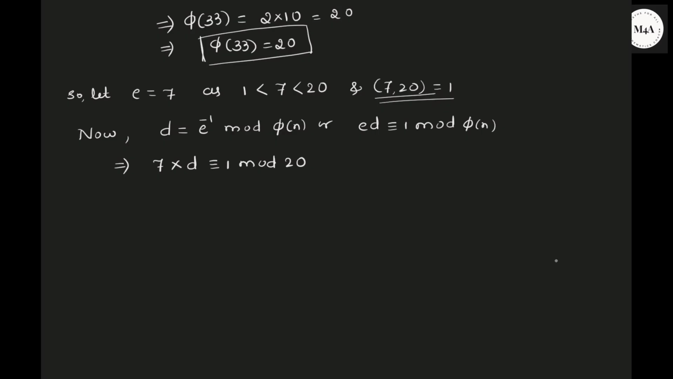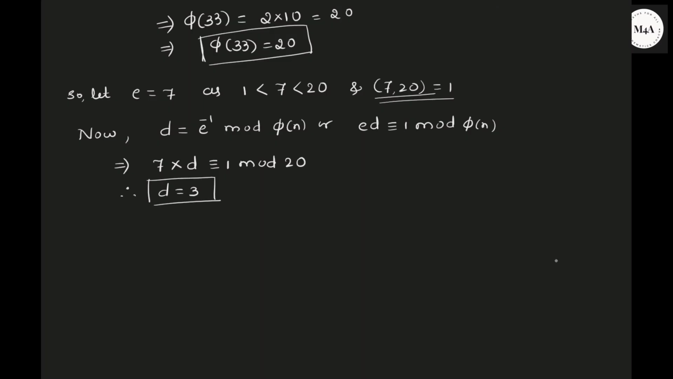D is the number which, when multiplied with 7 and divided by 20, gives remainder 1. Simple. This is the inverse of 7. In previous videos I have shown you how to find the inverse. So we try 1, 2, 3, 4 and so on. When you put 3 you will get 21. When it is divided by 20, remainder will be 1. Therefore you can write D as 3.